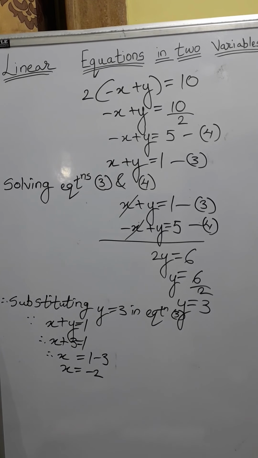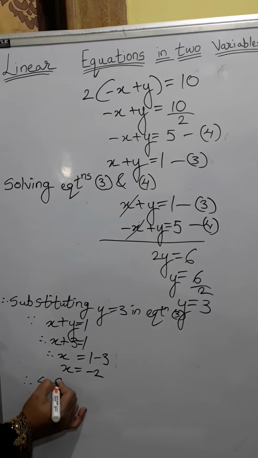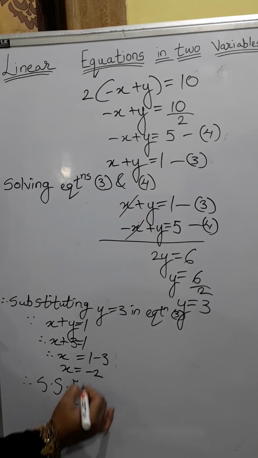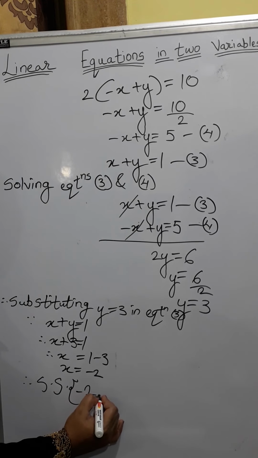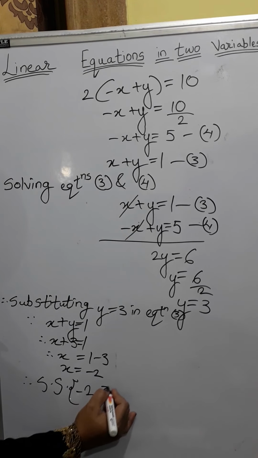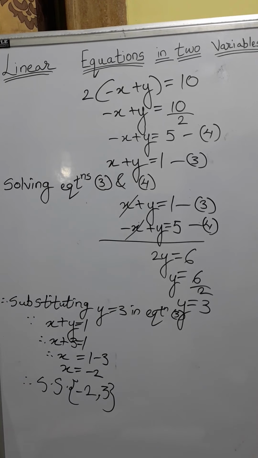So now here we got the values of the solution set for the given simultaneous equations. Therefore, what will be the solution set? The solution set will be minus 2, 3. So this is the solution set for the given simultaneous equations.